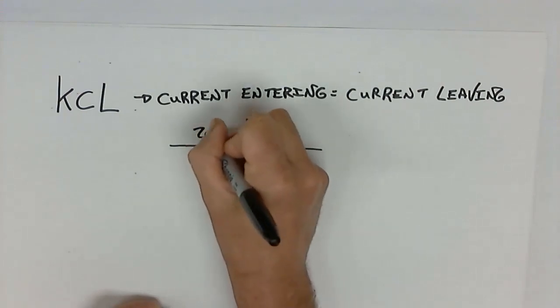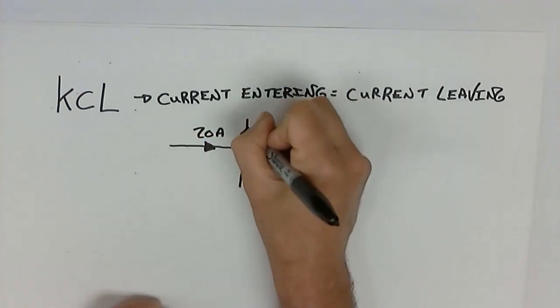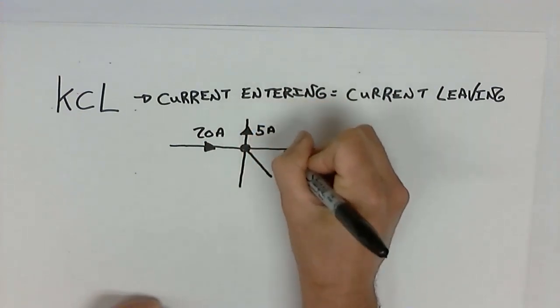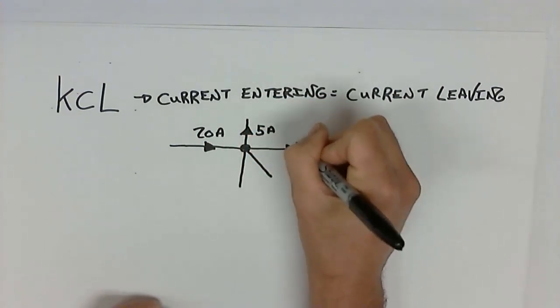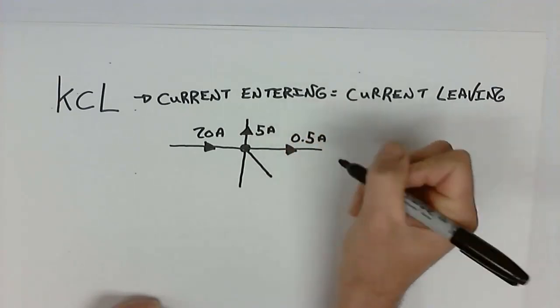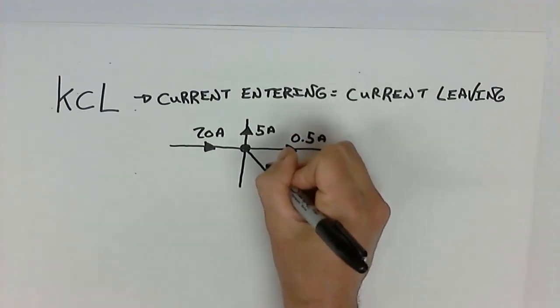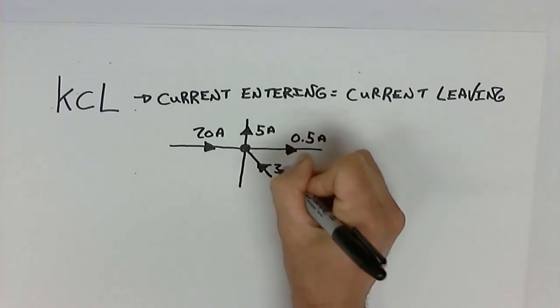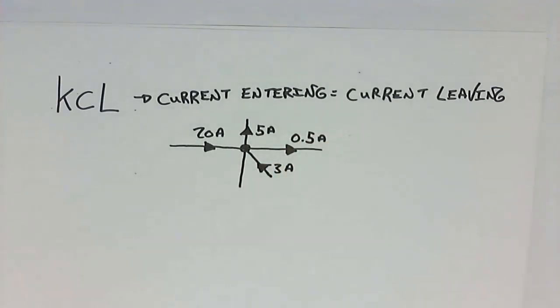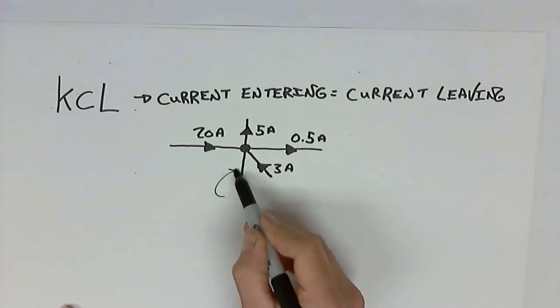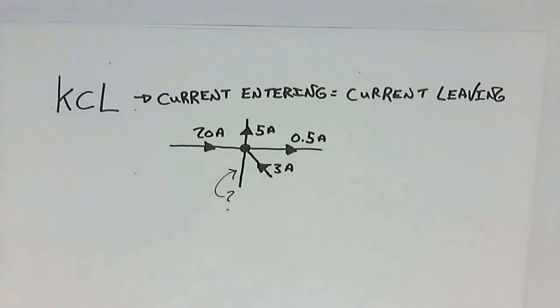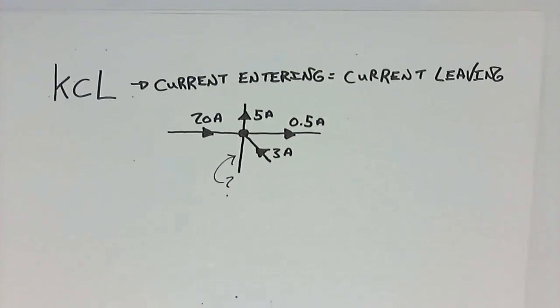I'm going to say this is 20 amps, 5 amps, 0.5 amps, 3 amps, and what we're left with is one leg right here. How much current is on it, and what direction is it traveling? So Kirchhoff's current law states that all the current entering must equal the current that leaves this junction or this node right here. So how many amps are entering?